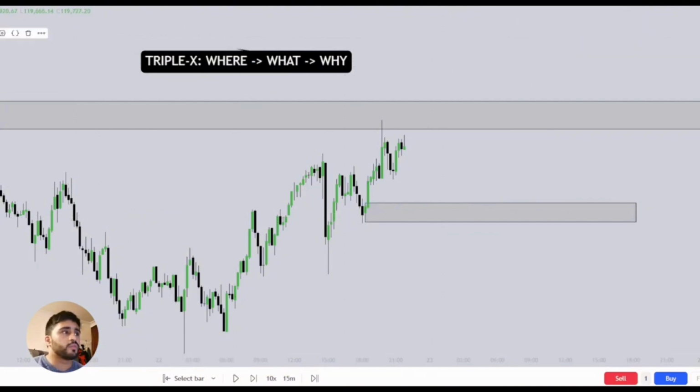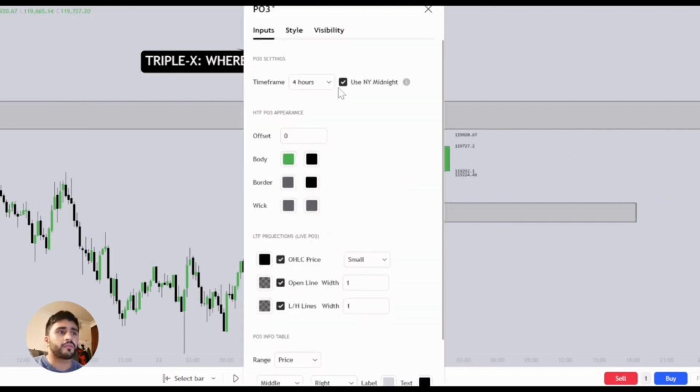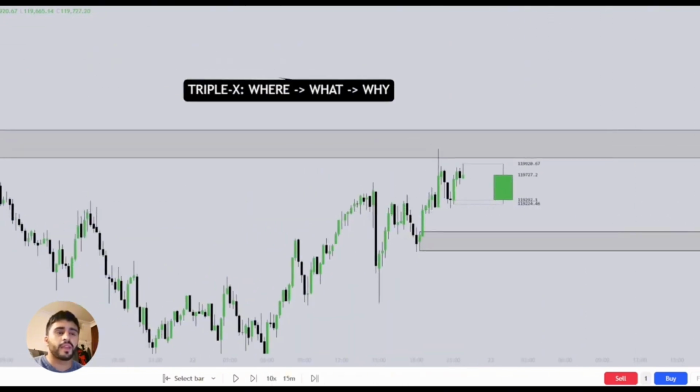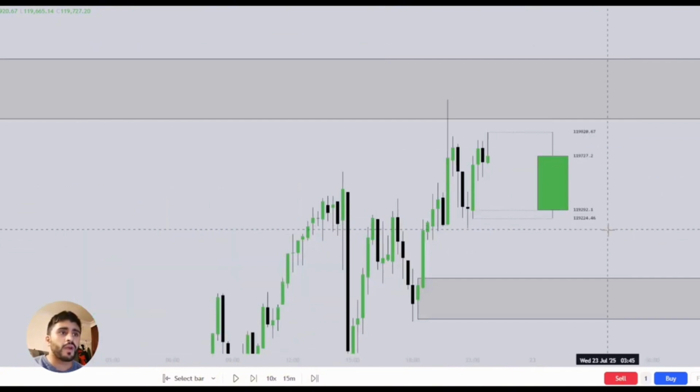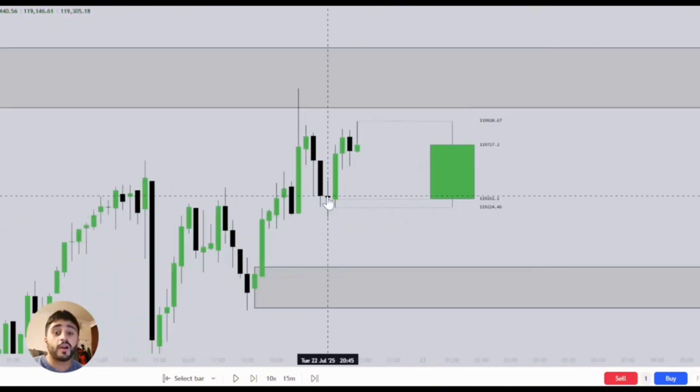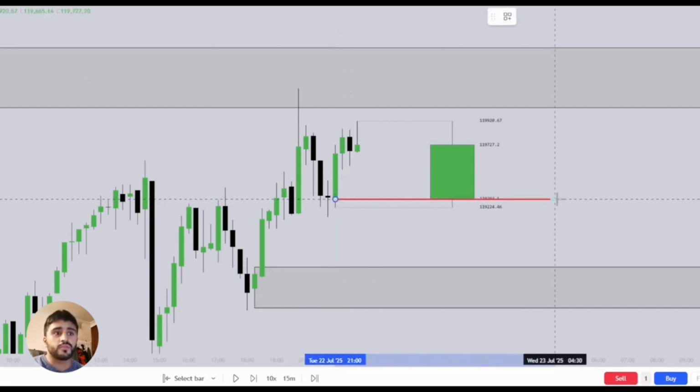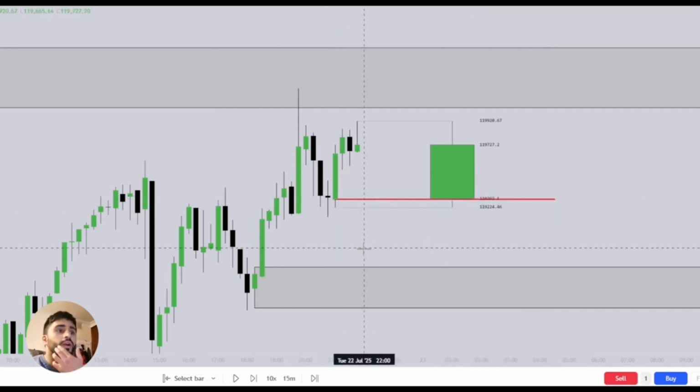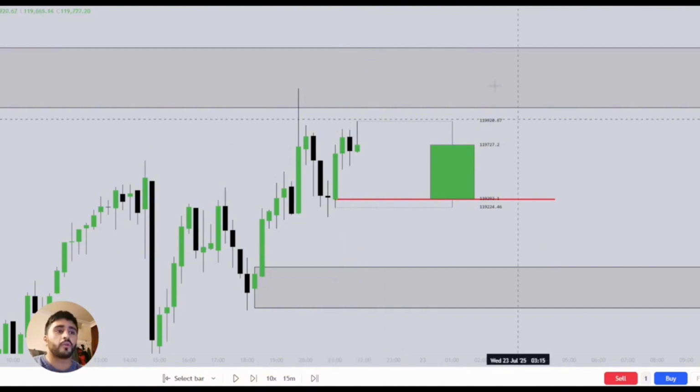So this is what we're looking for. If you just take a look at the power of 3, right? This is the power of 3 on the 4-hour time frame. What you can see over here is that the power of 3 has 3 basic things. The only thing you need to know from that is the opening price of the 4-hour candle. So this is the 4-hour candle opening up.